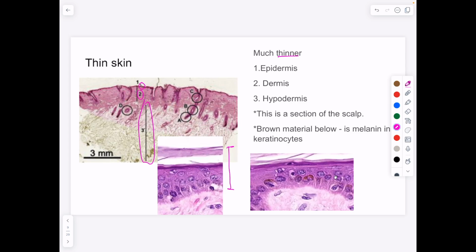We can start to pick out parts, so this is like stratum basale. Come, let's get sunburned, so stratum spinosum. This right here would be our stratum granulosum. And then there's going to be no lucidum, so that means this is stratum corneum.